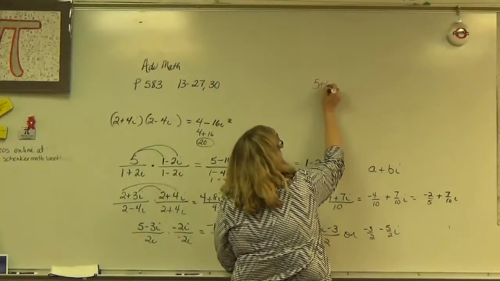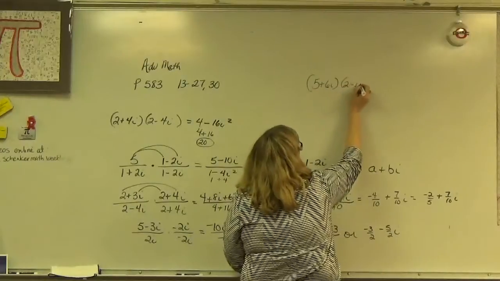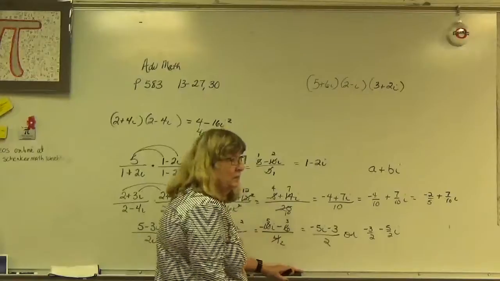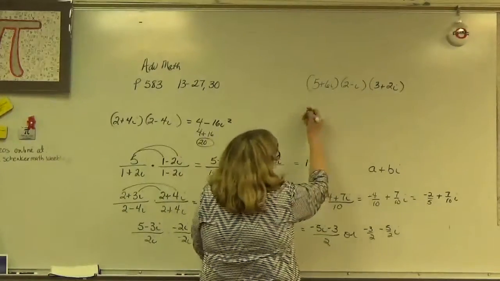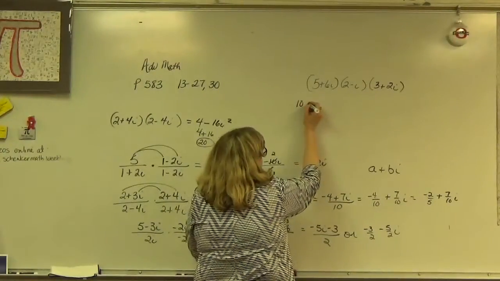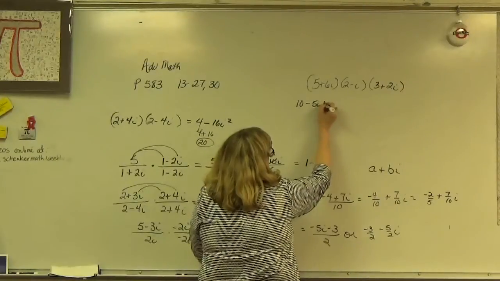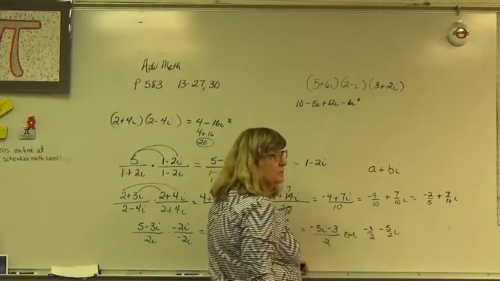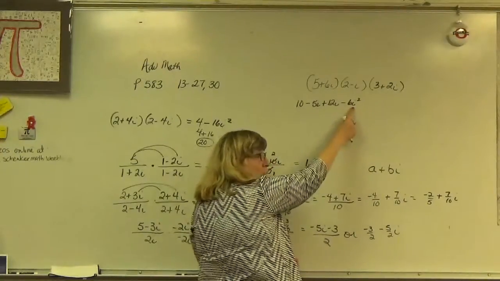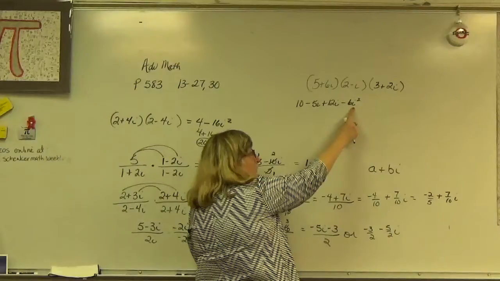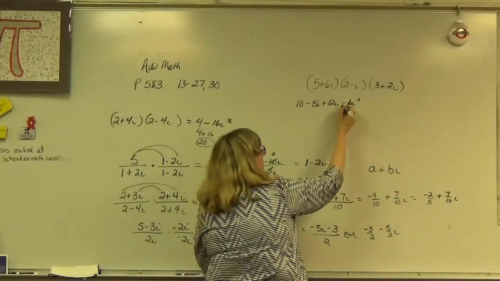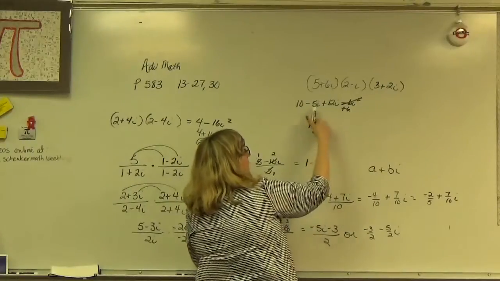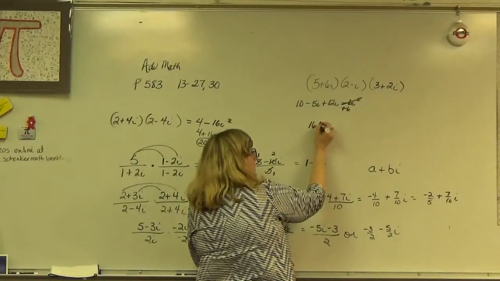If I have 5 plus 6i times 2 minus i times 3 plus 2i, we do want to FOIL the first two. So Delaney, go ahead. What do you get there? 10 minus 5i plus 12i minus 6i squared. Okay, and then Zach, you simplify. The i squared changes to negative 1, so that makes it plus 6. If you add it to the 10, that gives me 16, and negative 5i plus 12i is 7i.